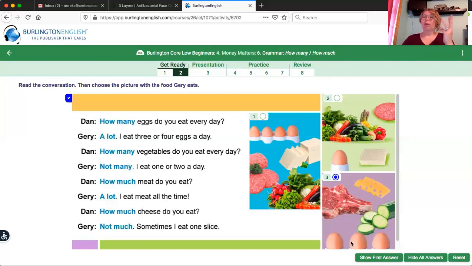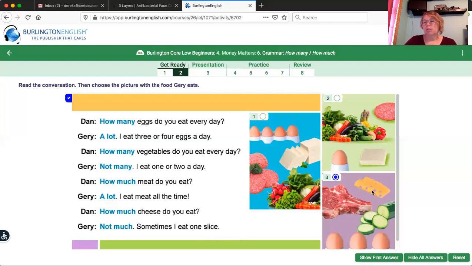We have 3 or 4 eggs, not many vegetables, 1 or 2. Let's make sure we think 3 is right, but let's double check with the meat. How much meat? All the time. I eat meat all the time. So definitely meat, yes. And cheese? 1 slice. Slice. That word slice might be a new word for you.